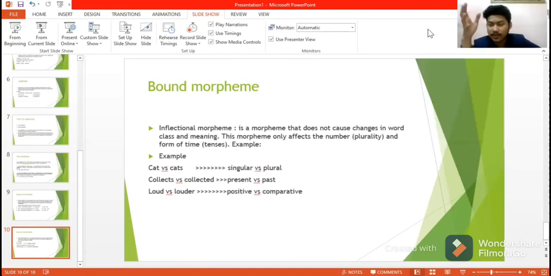So I conclude, derivational and inflectional are different. The difference is that inflectional has grammatical properties with nouns and verbs, and derivational changes the part of speech. Okay, that's all about the types of morpheme. Hope you understand what I'm saying.